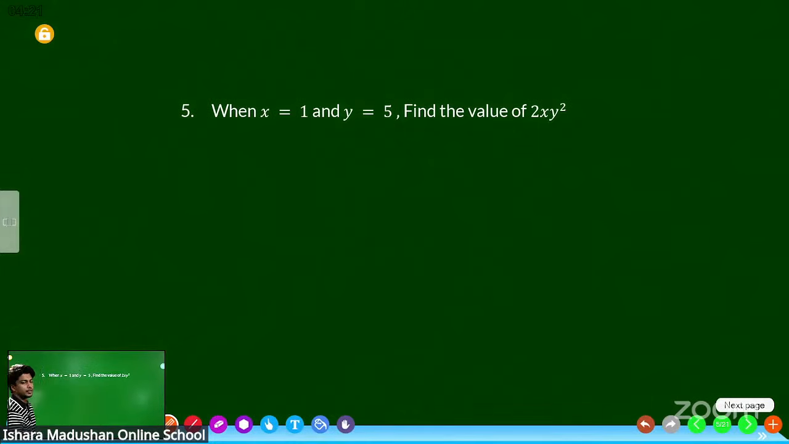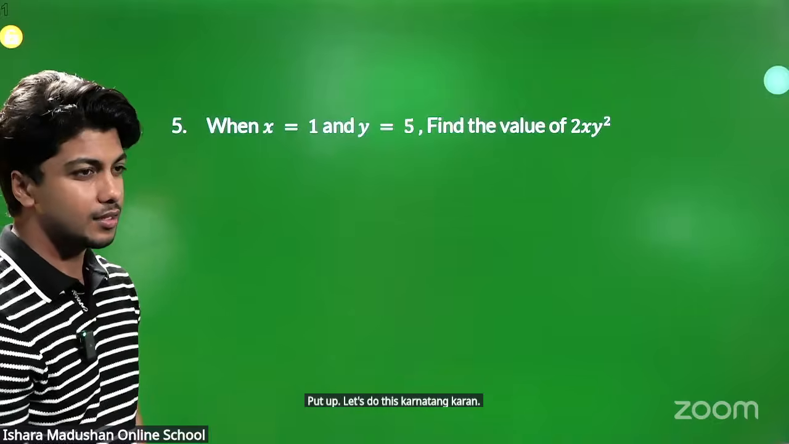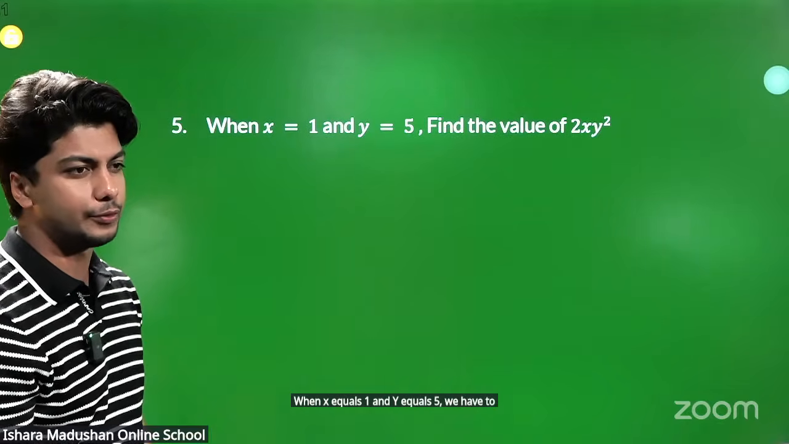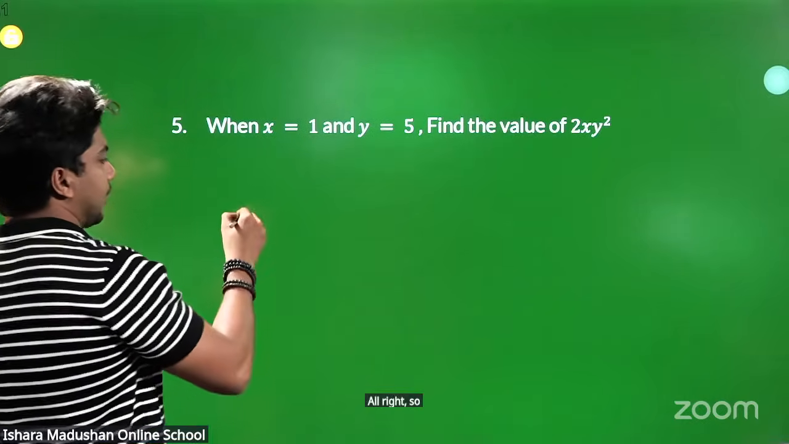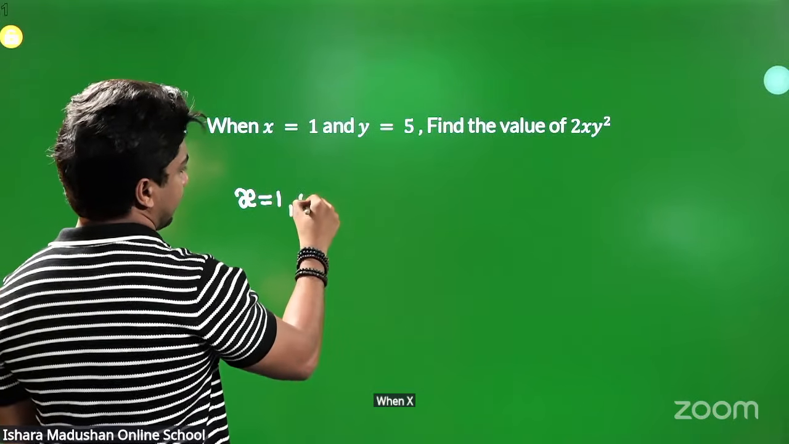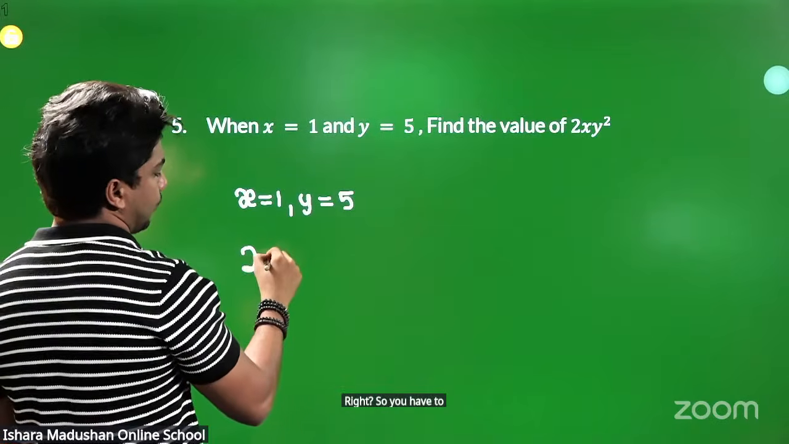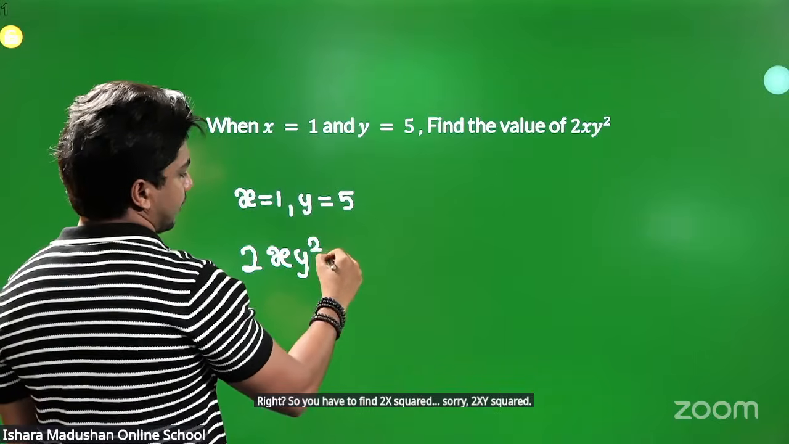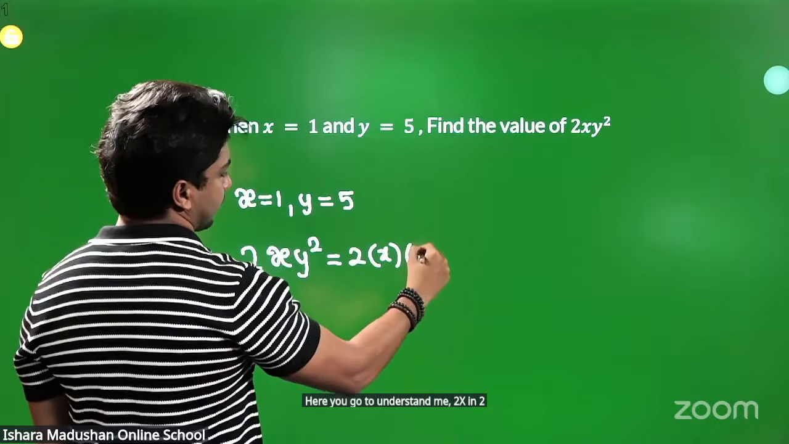Son, let's do this. If you haven't done it, do it. When x equals 1 and y equals 5, we have to find the value of 2xy squared. They say when x equals 1 and y equals 5, so you have to find 2xy squared. Here you have to understand, it is 2x into y squared.